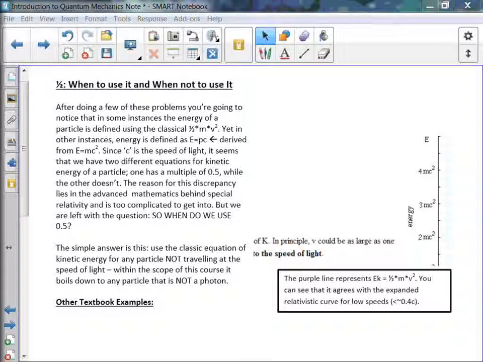To make a long story short, an object's kinetic energy is fine to express as 1/2 mv squared for macroscopic objects. As soon as you're talking about photons, you only use E equals mc squared. For any electron, molecule, anything like that, you use the standard kinetic energy, 1/2 mv squared, just like we use for the electron.